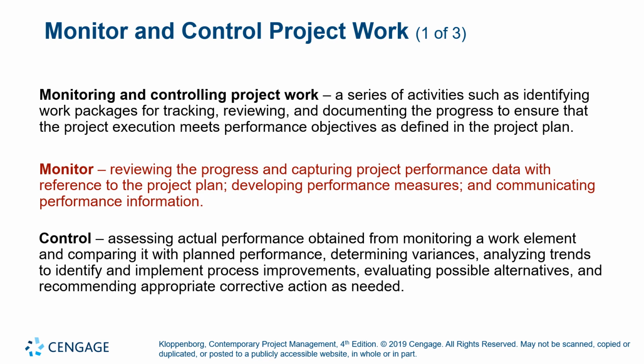Now, let's talk about control. Control, by the book's definition, is assessing actual performance obtained from monitoring a work element and comparing it with planned performance, determining variances, analyzing trends to identify and implement process improvements, and evaluating possible alternatives and recommending appropriate corrective actions as needed, just like anything in life. We monitor and see what's happening, at least in the elements of our lives, and then we make decisions on how we can direct the progress of how things are going once a project is implemented.